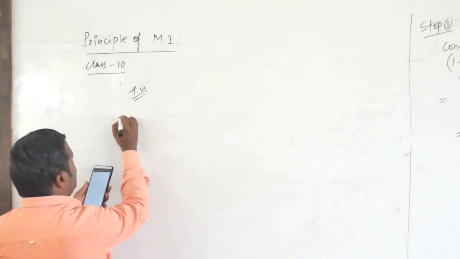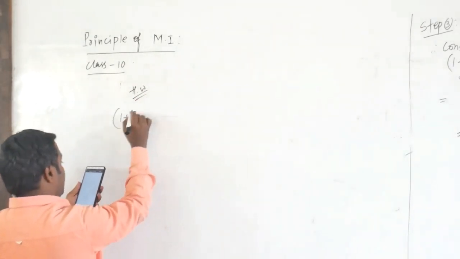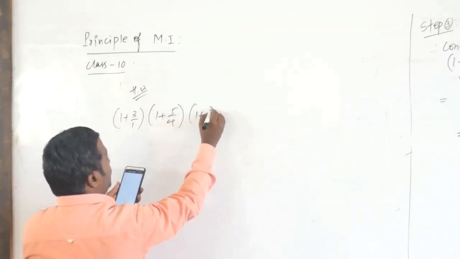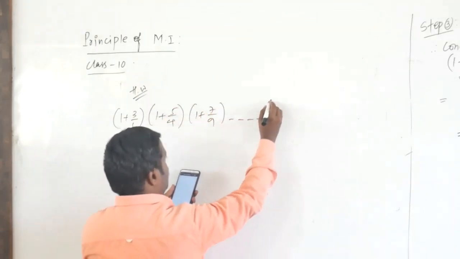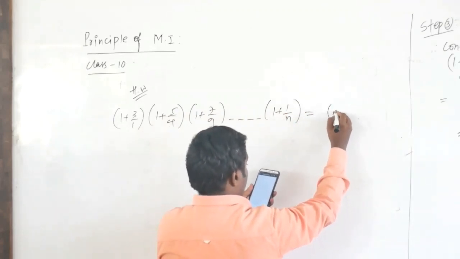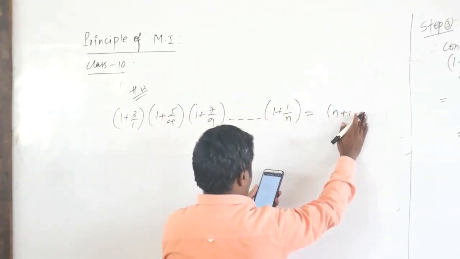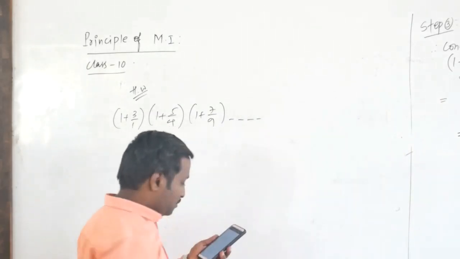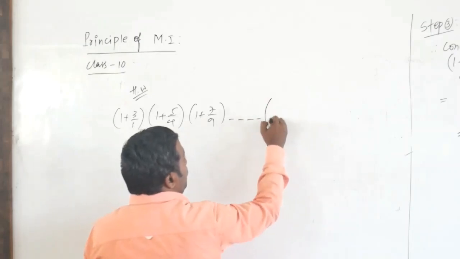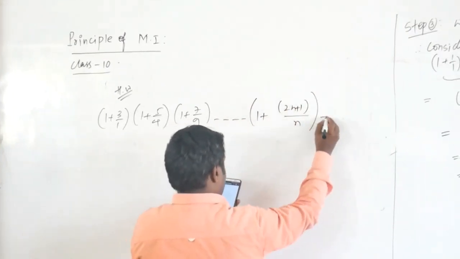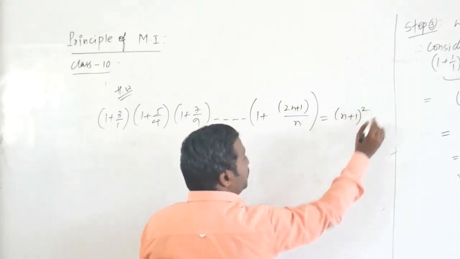That is a question like this: 1 plus 3 by 1 into 1 plus 5 by 4 into 1 plus 7 by 9 into and so on, up to 1 plus 2n plus 1 by n squared is equal to n plus 1 whole square.